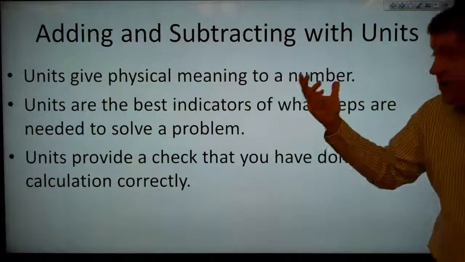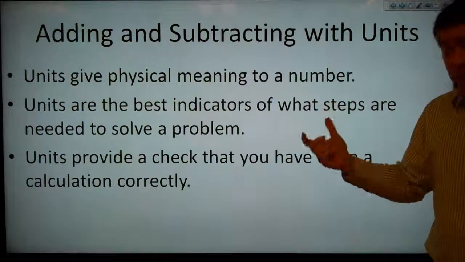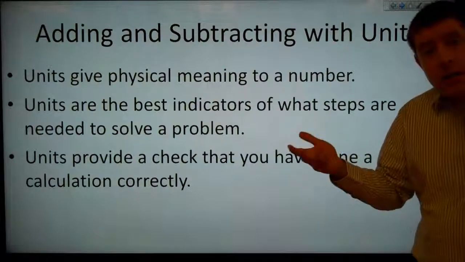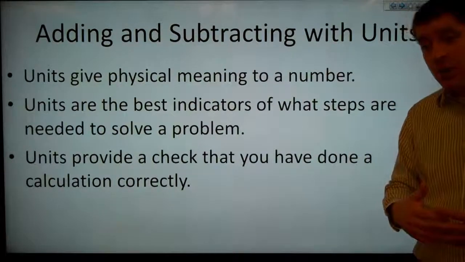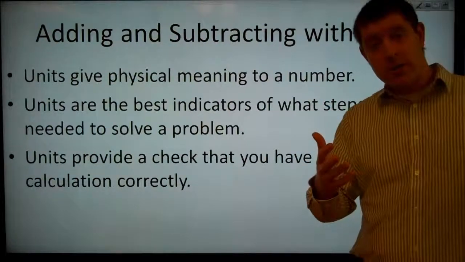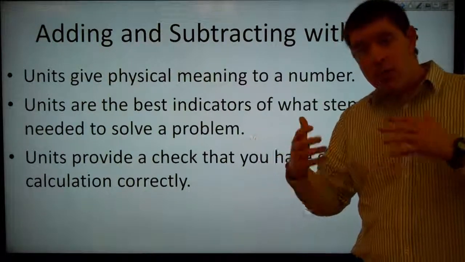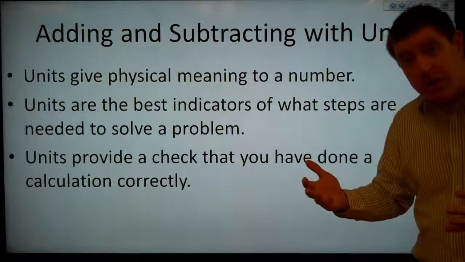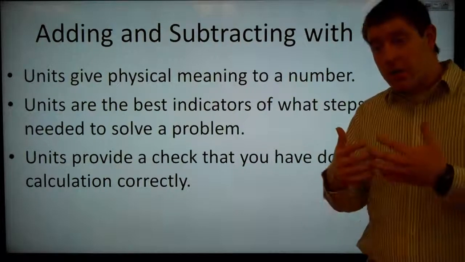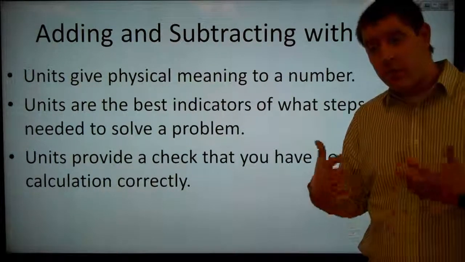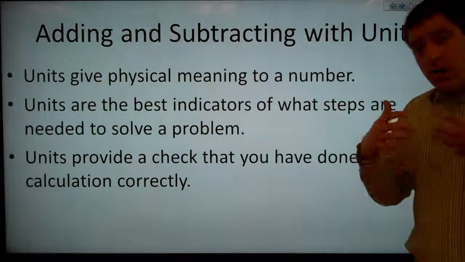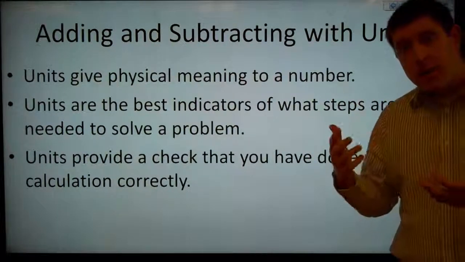Units give physical meaning to a number. If I say 7, well, what does that mean? It doesn't mean anything all by itself. If I say 7 rabbits, now it means something, because the unit is rabbit. If I say 7 feet, you know that's a length. 7 pounds is a weight. 7 grams is a mass. Remember that mass and weight are not the same thing. So the unit is what gives the number meaning.